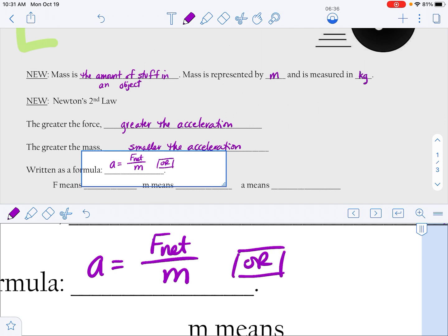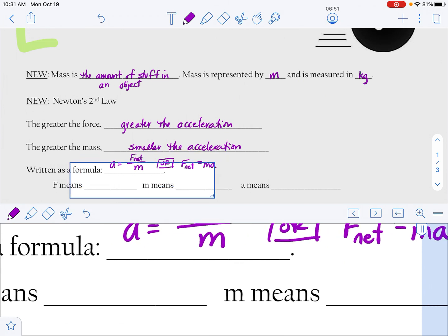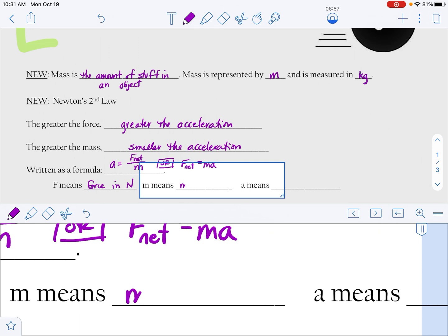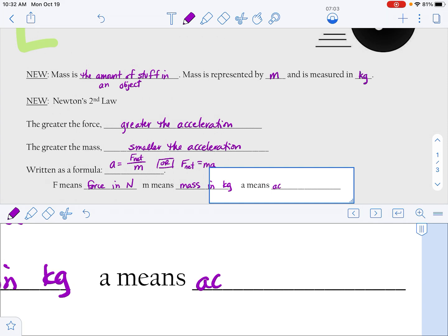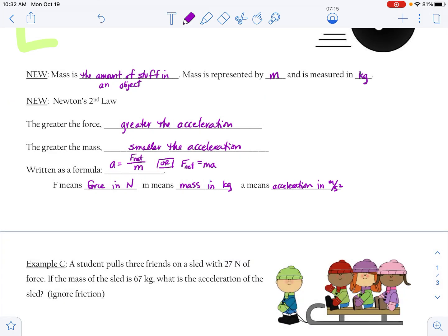Or you will often see it written as the net force is equal to mass times acceleration. All right? F stands for force. We measure that in newtons. M is mass. We measure that in kilograms, we just learned. And A, of course, is acceleration. And we measure that in meters per second squared. Good for you. Okay? So this is how Newton's second law kind of all fits together.